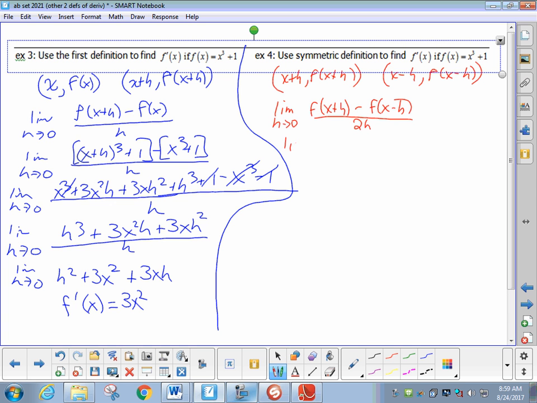Gets a little long. Symmetric takes the most horizontal room. But this would be x plus h cubed plus 1 and x minus h cubed plus 1, right? Here's where it starts to get long, and then it'll start to simplify.